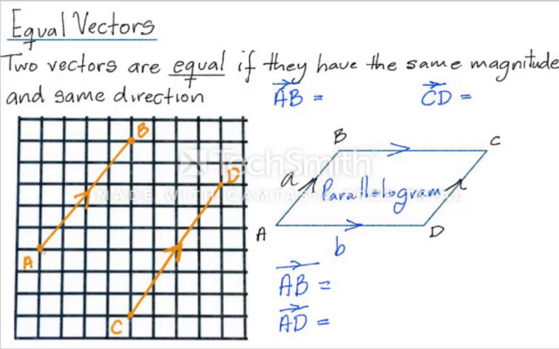AB is the vector, represented as a column. It's 1, 2, 3, 4 right, so it's 4 right, and 1, 2, 3, 4, 5 up. So it's the vector 4, 5. AB is the vector 4, 5.